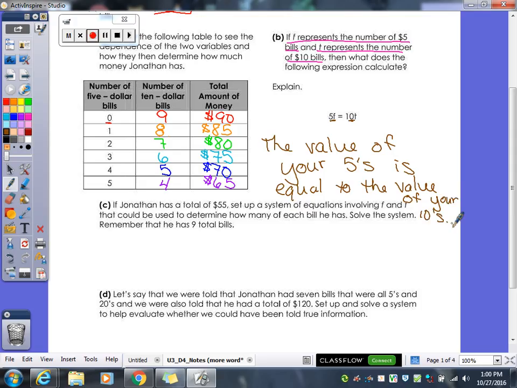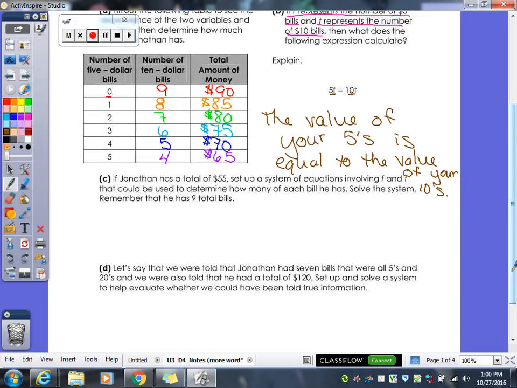I should have written smaller. Oh well. So the value of your 5s is equal to the value of your 10s. That's what that equation means. When they say 5F, they're doing $5 times your number of 5s is equal to 10T, $10 times your number of 10s. So that's really all we could figure out so far. Knowing he has 9 bills in his pocket, you can't really figure out anything else other than what different combinations of numbers you could possibly have.